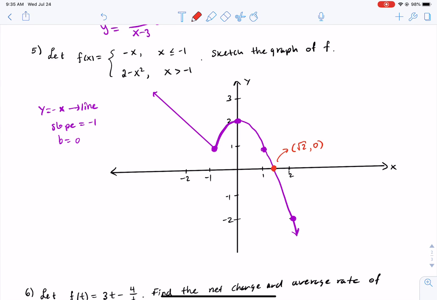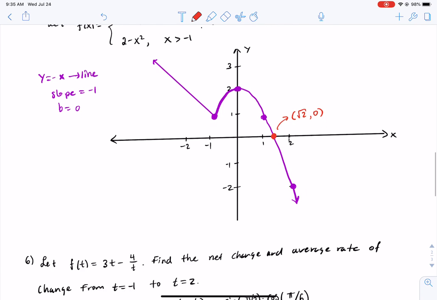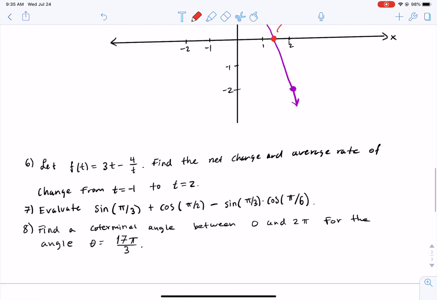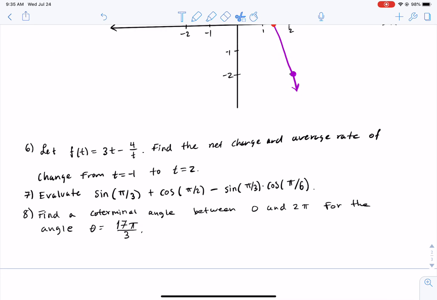For number 6, you're given a function f of t equals 3t minus 4 over t. They ask you to find the net change and the average rate of change from t equals negative 1 to t equals positive 2 for this function, right? So let's see.